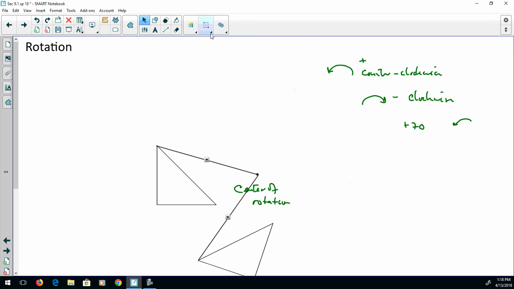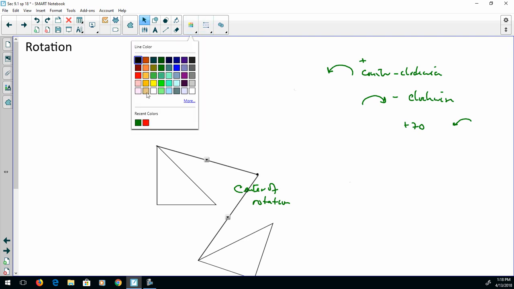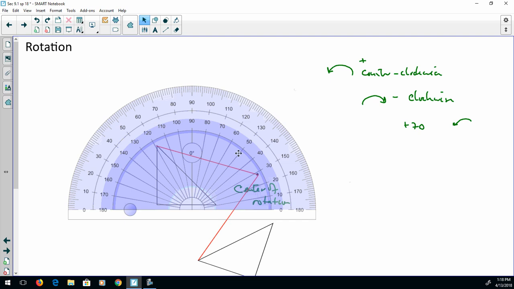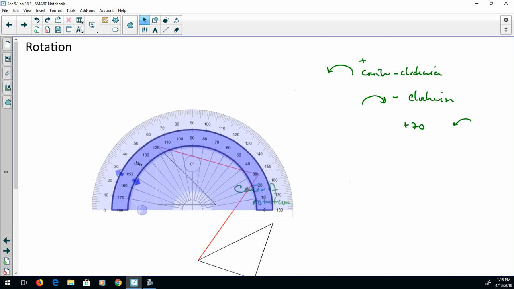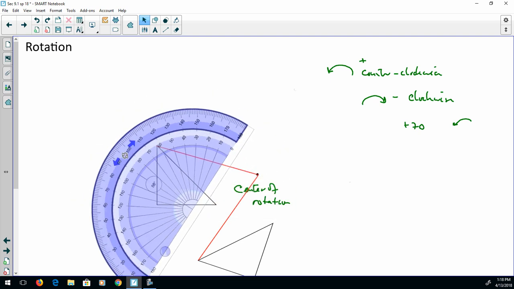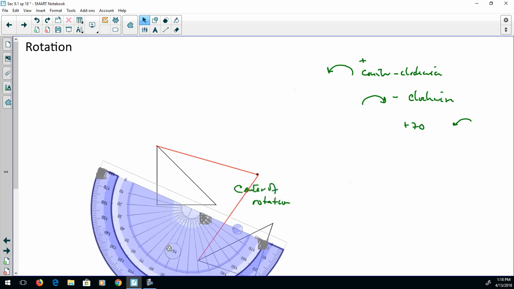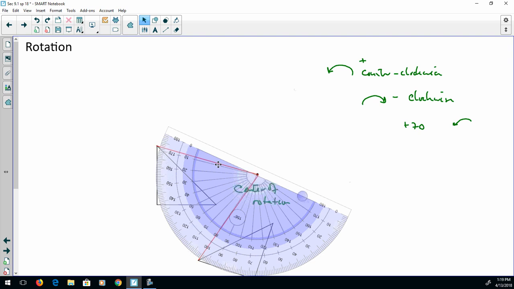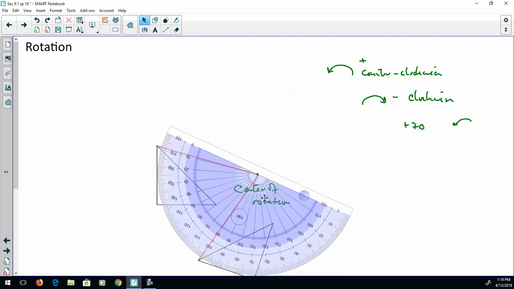So what I've done in this case is I've rotated this triangle in a positive direction, a counterclockwise direction, and I've got to figure out what the angle of rotation is. So we'll get this thing, and these tools on Smartboard don't work real well sometimes. So put the protractor on that point, where the 0 degree is on this line.